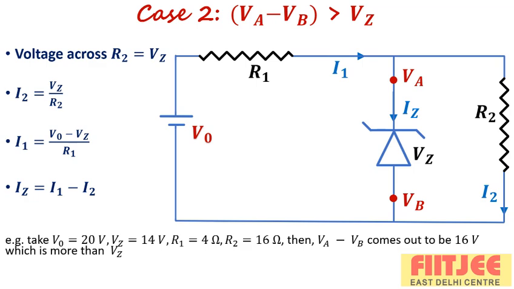When we calculate current I1, we get I1 equal to V0 minus Vz divided by R1. And by Kirchhoff's law, the current across the Zener diode will be I1 minus I2. Now, for example, if we take these numerical values and compare with the Zener breakdown voltage, it comes out to be 16 volt, which is more than the breakdown voltage of the Zener diode.